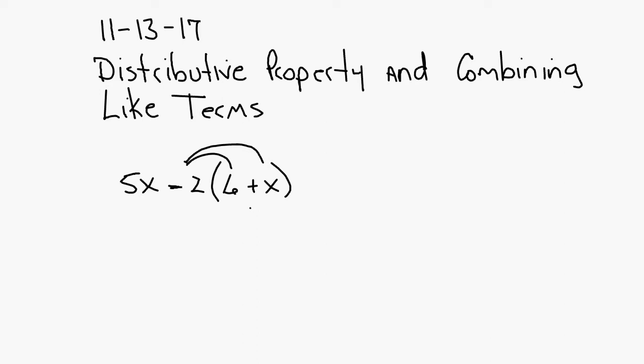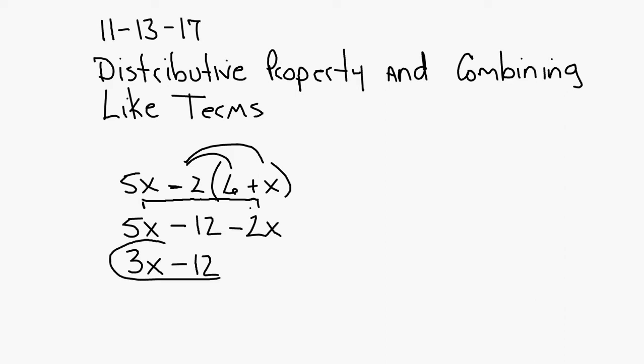So your first step here is going to be 5x, and then you got negative 2 times 6 is negative 12, and negative 2 times x is negative 2x. So there's the first part of the problem, the distributive property. And then the second part of the problem, you're going to be combining like terms. And in this case, you're going to be combining the 5x and the negative 2x. So 5x minus 2x is 3x. And you're just going to bring down the minus 12.